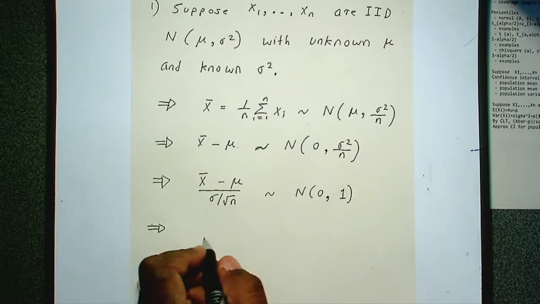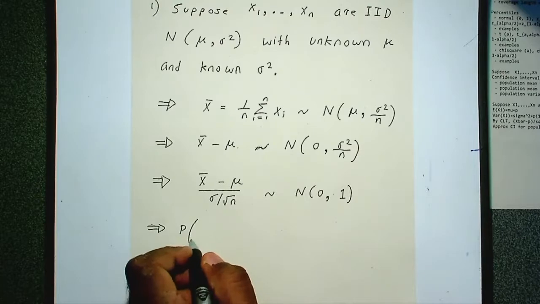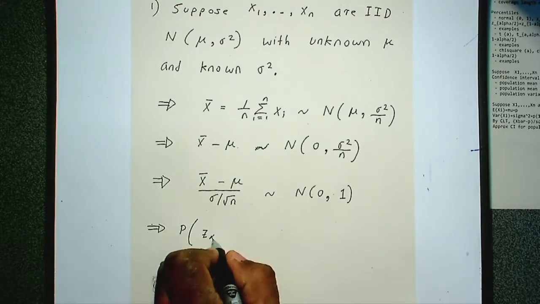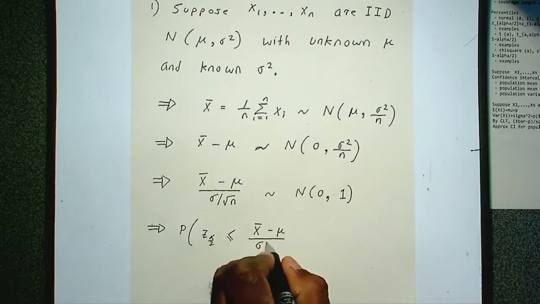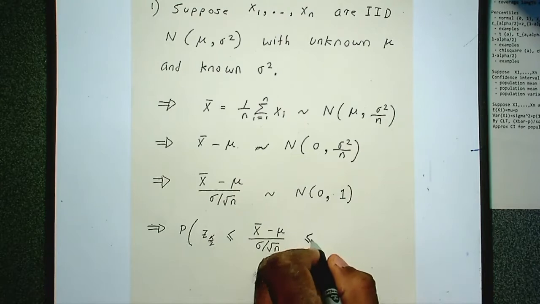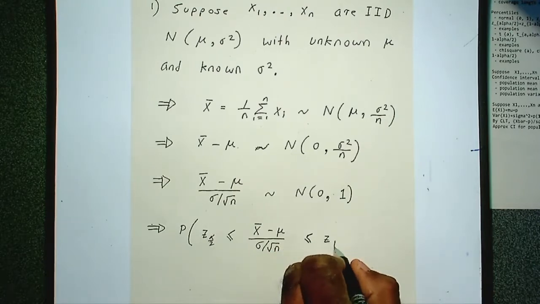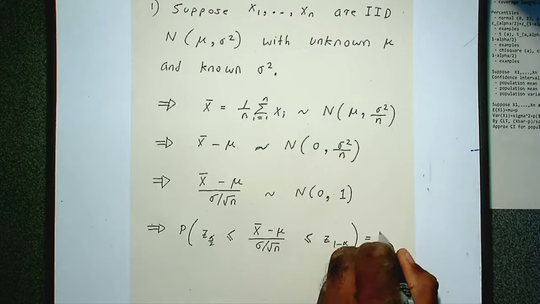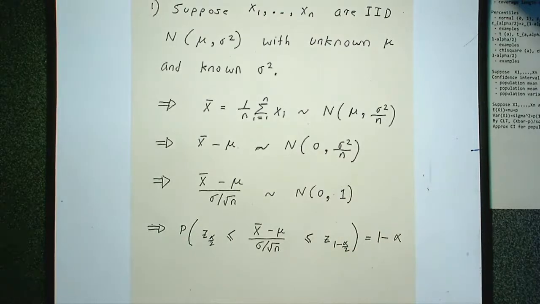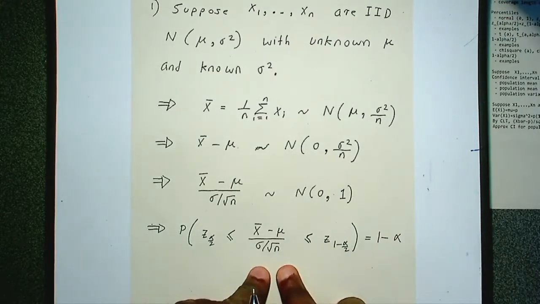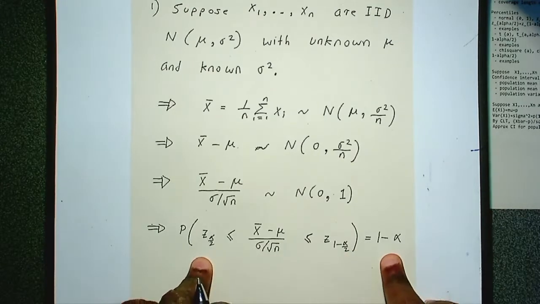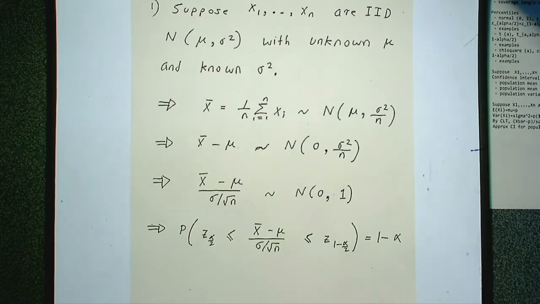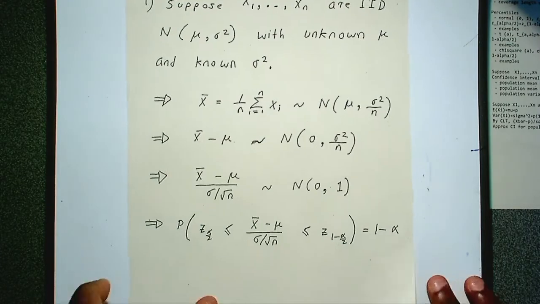If you look at the picture, you will see that the probability that this guy, because this guy has the standard normal, lies between these two points must be 1 minus alpha, which is the middle area here. Between these two points, the area is 1 minus alpha.